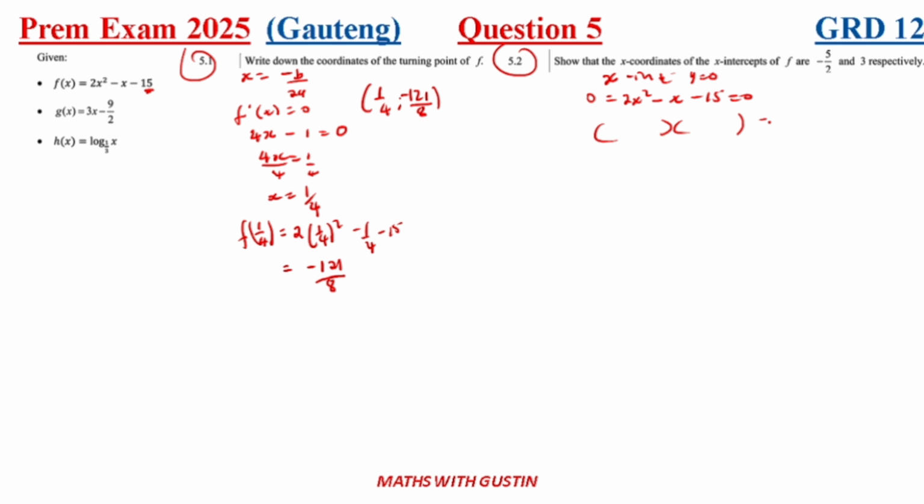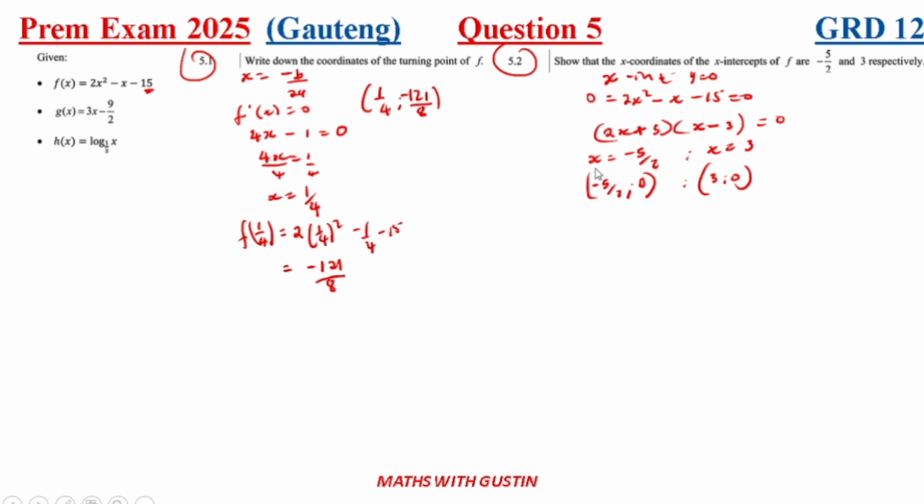Therefore, we're going to look for the factors right here. 2x and x. I think 5 will be here, then 3 will be there. There's going to be a negative here, positive here, and this one would be negative. So therefore, our x value will be negative 5 over 2, or x is equal to 3. So now our x-intercept coordinates will be something like that, and then this one will be 3 and 0. Great stuff. We managed to get that one out of the way.